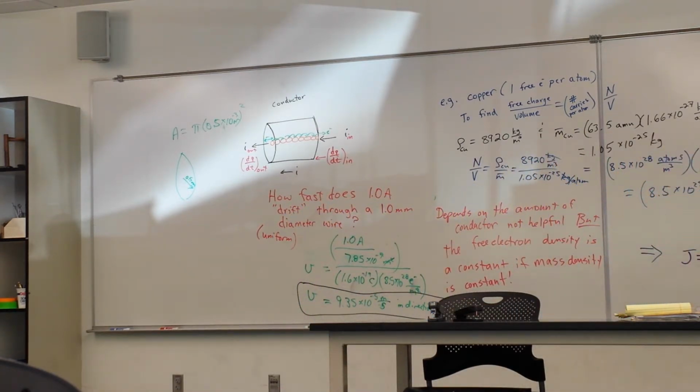Nonetheless, you can kind of get a sense of this. So that's my justification for why it's so slow. But note, again, that it is like 8 orders of magnitude slower than the random movement that's happening as these things are just vibrating along. Yeah, it's tiny. That's why they call it a drift.